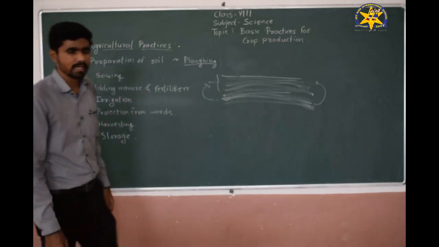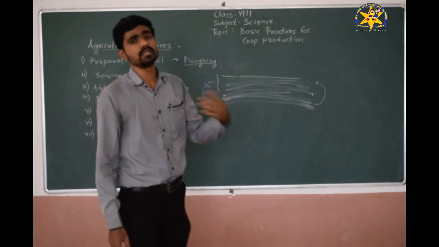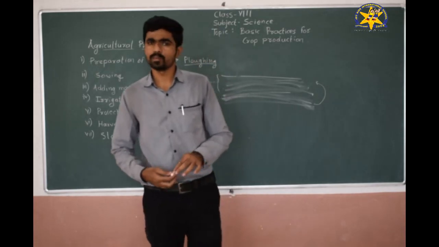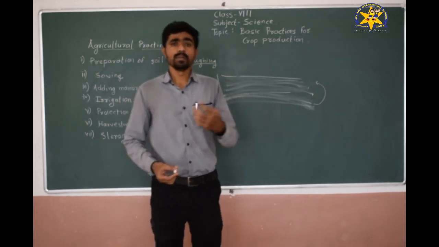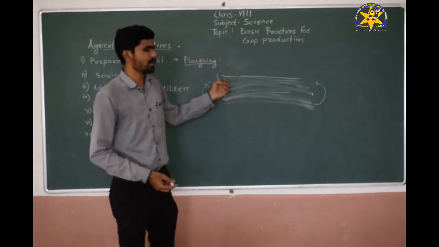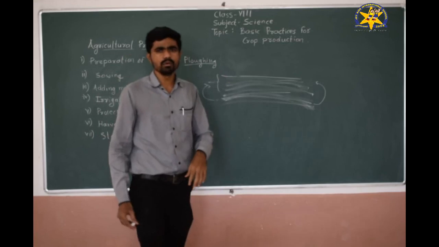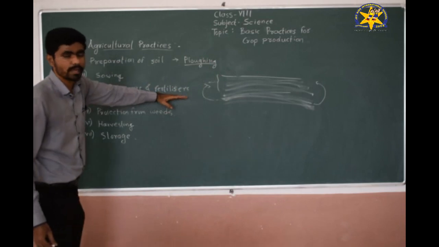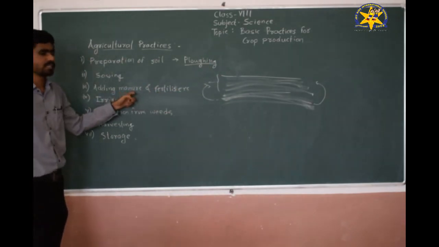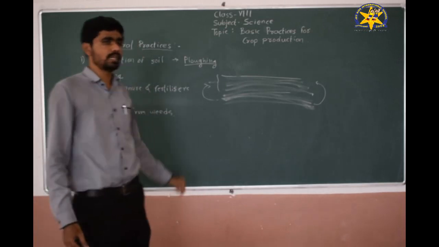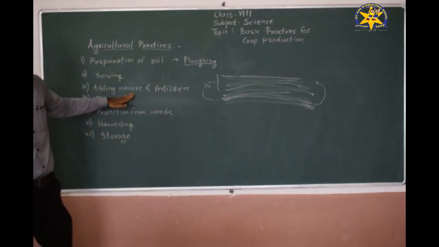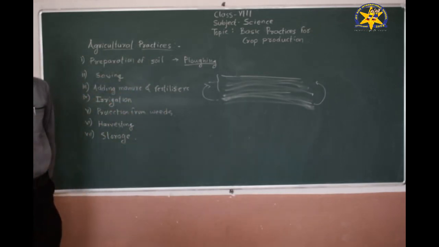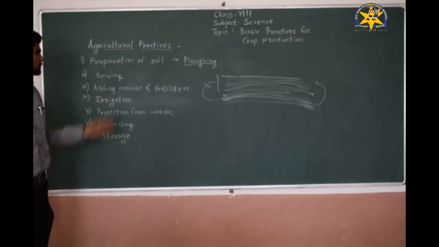Next, adding manure and fertilizers. Many times soil does not have all the nutrients required in adequate amounts. For example, I want to grow pulses. Pulses, leguminous crops, are rich in protein, but the soil does not have a sufficient amount of nitrogen in it. So what we have to do is add fertilizer rich in nitrogen. Manures are organic in nature and fertilizers are inorganic in nature. Fertilizers are prepared in factories, manures are prepared in farms by the process of decomposition. We add these at the base of the plant which we have sown, after sowing.